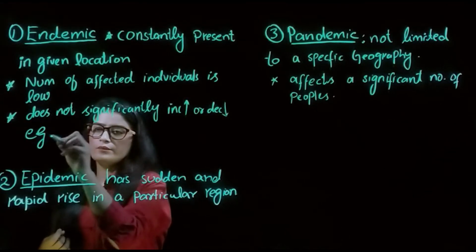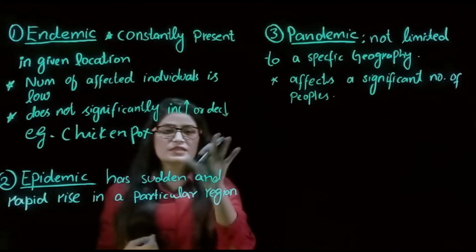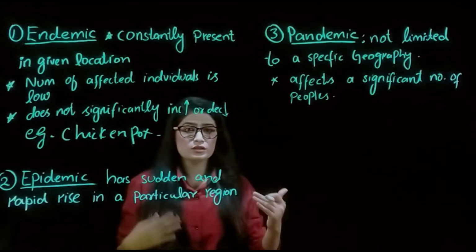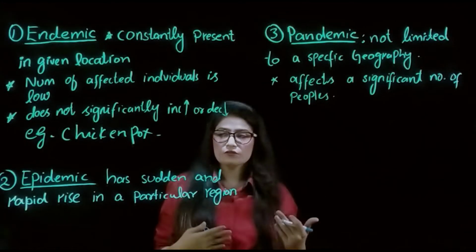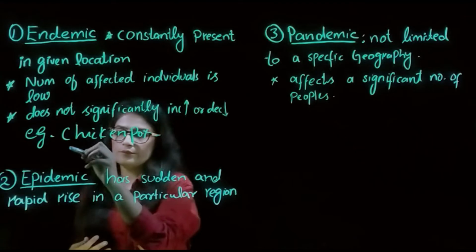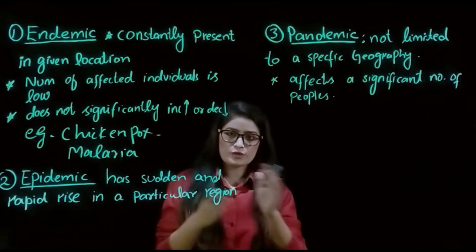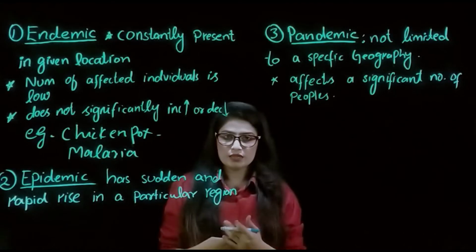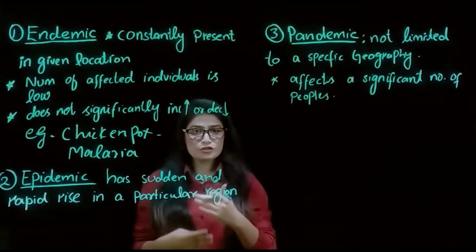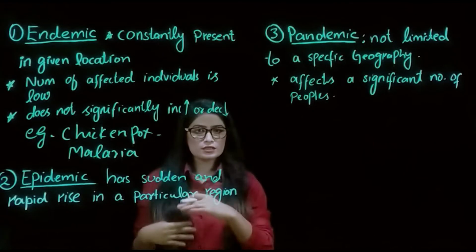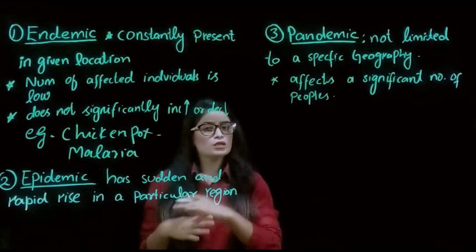If we talk about examples of endemic, we have chickenpox, which mostly affects children at a regular, particular, and predictable rate. And the second one we have is malaria, which is constantly present in many parts of Africa. So this is endemic. The number of individuals doesn't increase or decrease with the passage of time. It is always there, constantly present in a given location, geography or population.